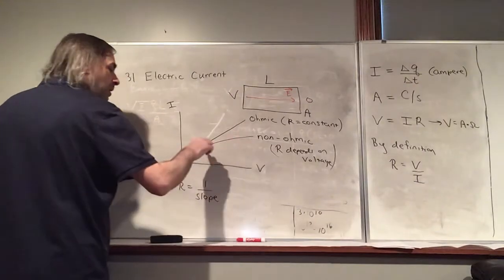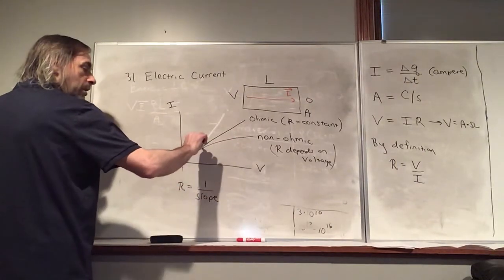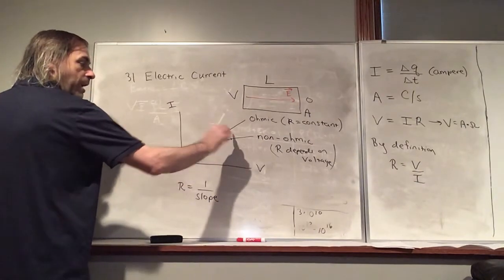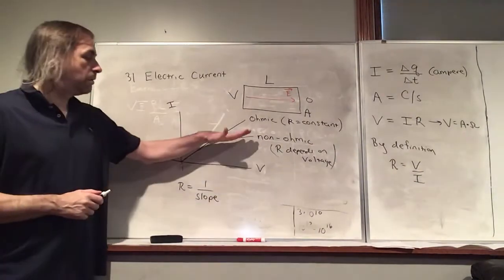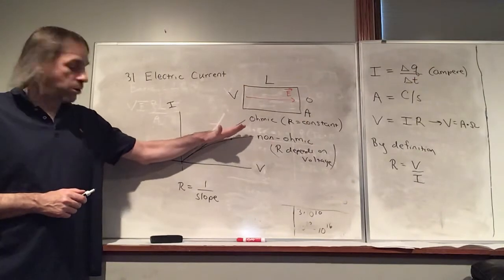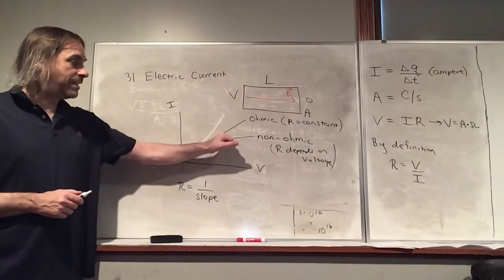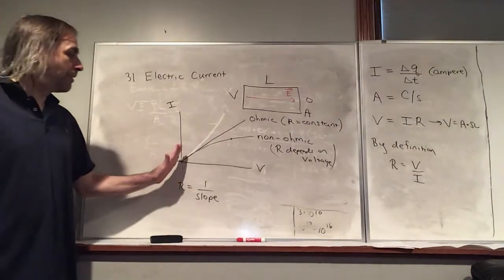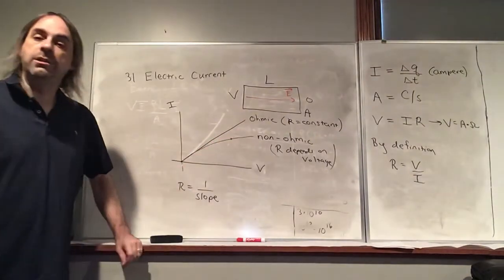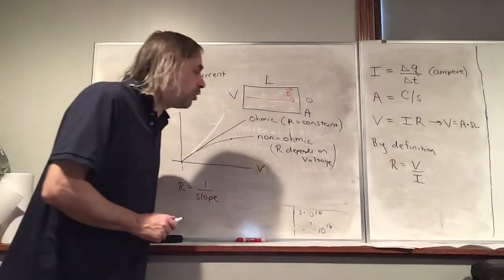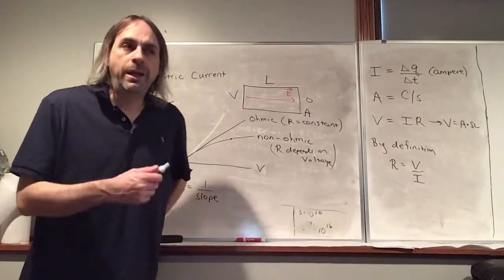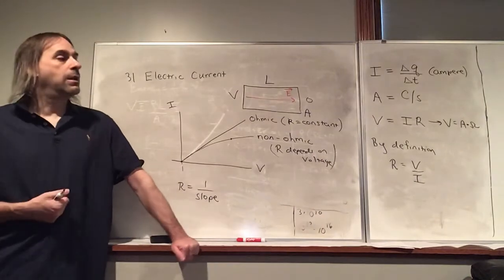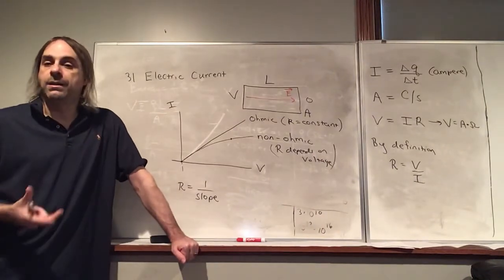So for this material, we can see that the slope here is different than the slope, say, at this point. Like here the slope is smaller, which makes the resistance higher. And so, again, the resistance changes as we change the voltage. We call that a non-ohmic material. An example of a non-ohmic material, or a non-ohmic device, would be like a normal incandescent light bulb.